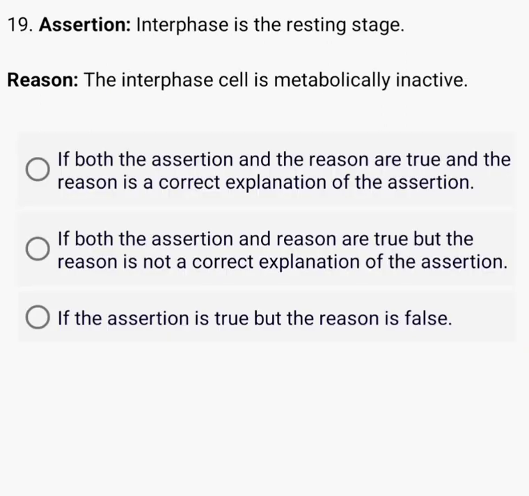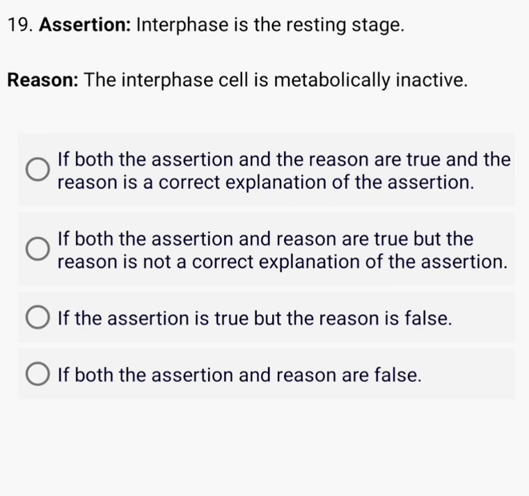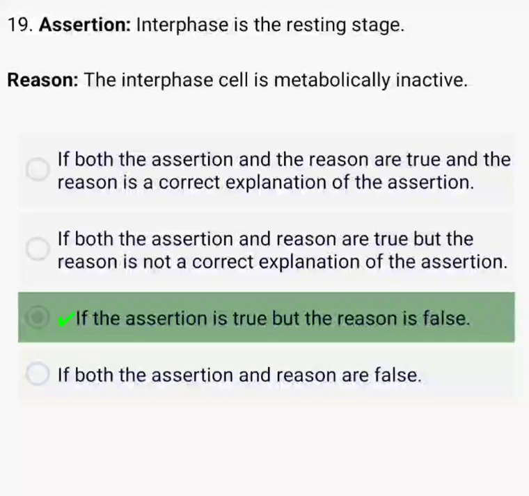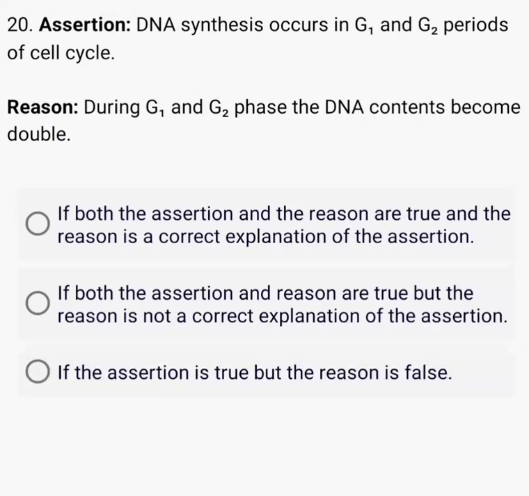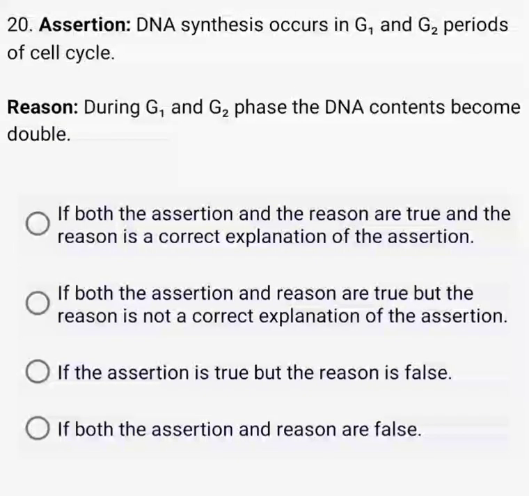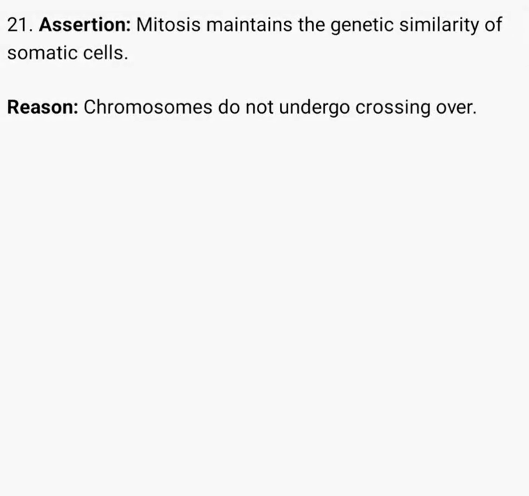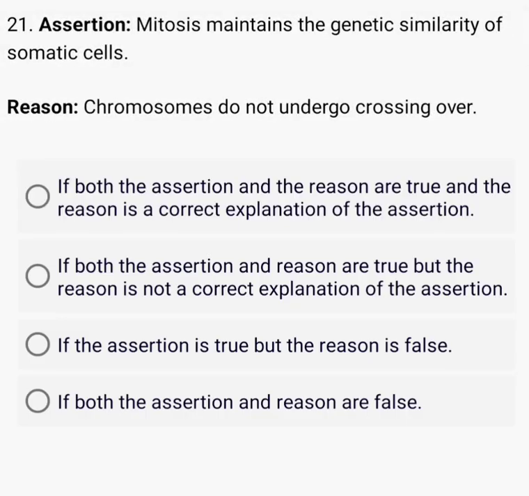Assertion: interphase is the resting stage. Reason: the interphase cell is metabolically inactive. Right. Assertion: DNA synthesis occurs in G1 and G2 periods of cell cycle. Reason: right. Assertion: mitosis maintains the genetic similarity of somatic cells. Reason: chromosomes do not undergo crossing over.